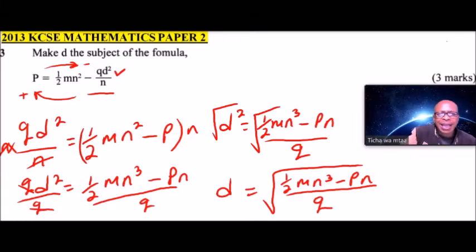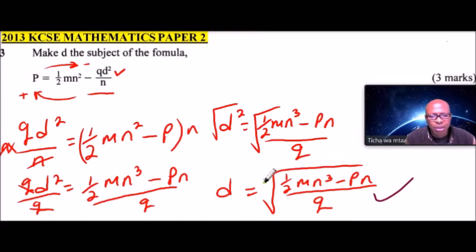So you can see now we have managed to put d on one side alone and all the other variables on the other side. So that is what is expected, and that is how we make a certain variable of a formula the subject of that formula, having it on one side and all the others on the other side. So that's how you do that, and you get yourself 3 marks.